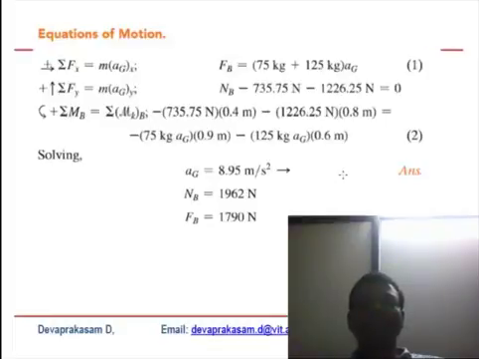You resolve that, apply 75 kg times aG plus 25 kg times aG is the F. NB minus 73.5 minus this much is equal to 0. If you take this equation, from that you can easily solve that aG is equal to 8.95 meter per second square, the acceleration at the center of mass location. NB is equal to 1962 Newton, and F is equal to 1090 Newton.